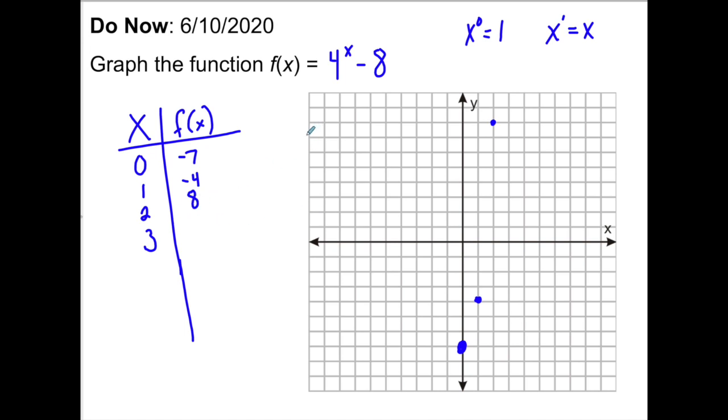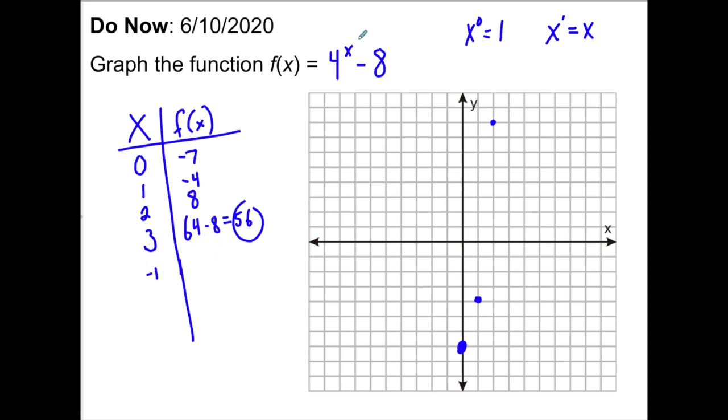All right, 4 cubed. 4 times 4 is 16, 16 times 4 is 64, and 64 minus 8 is 56. So it's way off the graph, and so we're done, and that's okay.